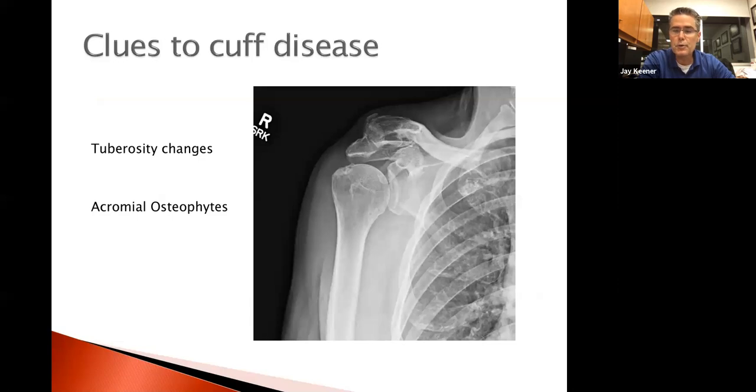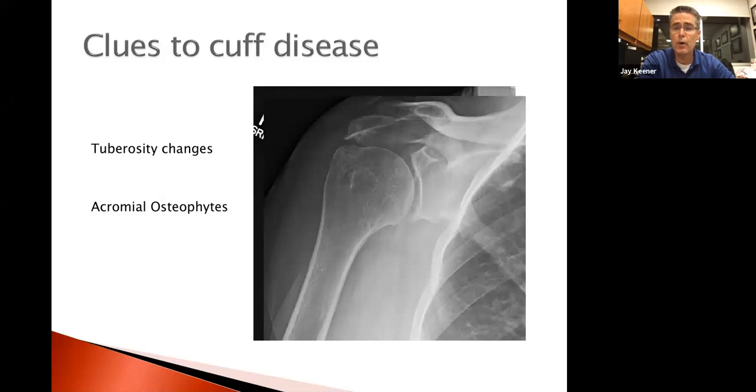You can get some clues for cuff disease just based on the x-rays. So there's been some work out of Asia that shows that greater tuberosity cysts and sclerosis have a pretty high predictive value in determining the presence of a degenerative tear. And then, as we know, acromial osteophytes are correlated with rotator cuff disease as well.